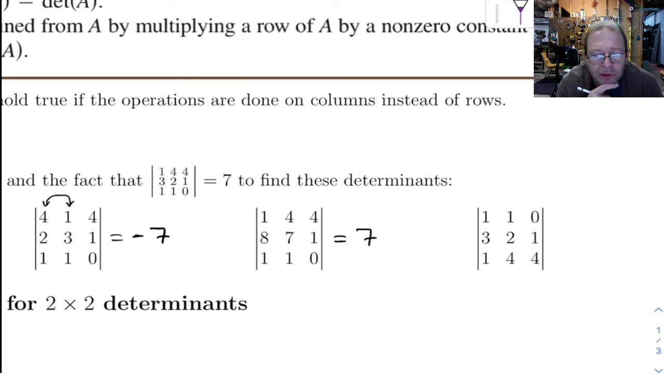What about this last one? We've got 1, 1, 0, 3, 2, 1, 1, 4, 4. The top and bottom rows were swapped, so that means that the determinant of this is the negative of the determinant of that.